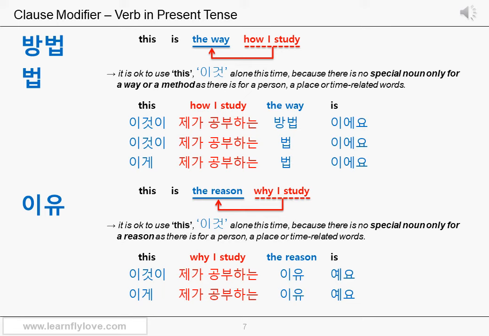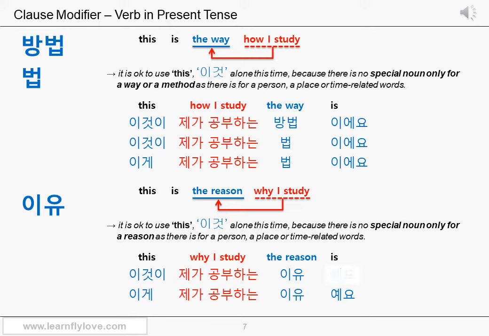This time, again, it is okay to use this, 이것, alone, because there is no special noun only for a reason, as there is for a human, or place, or time-related words. The sentence structure is going to be this, why I study, the reason, is. This is 이것. We're gonna use the subject particle 이 because the formal block 것 has a final consonant. Why I study. You don't need why in a Korean sentence. I study. 제가 공부하는. The reason.